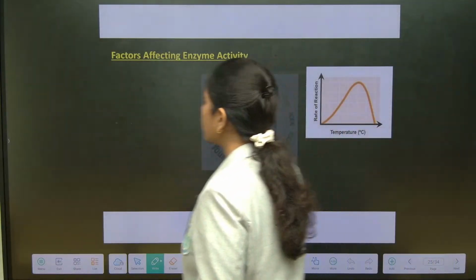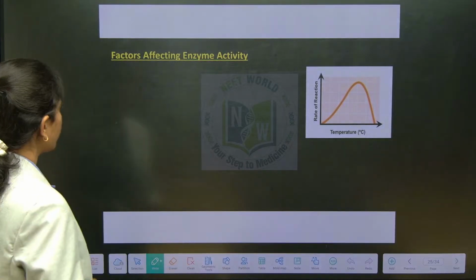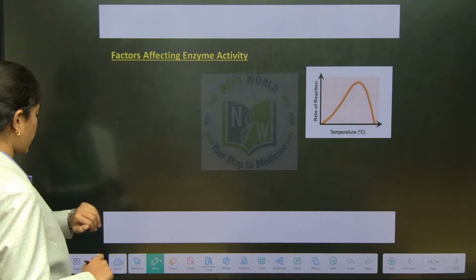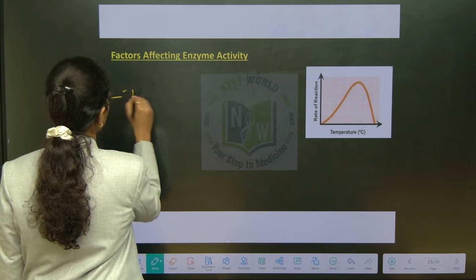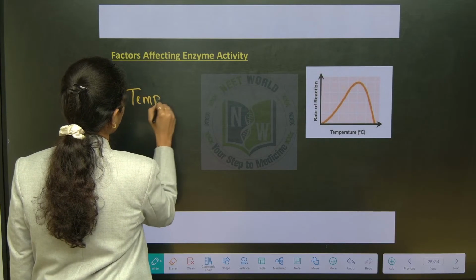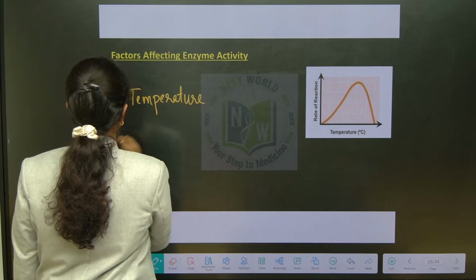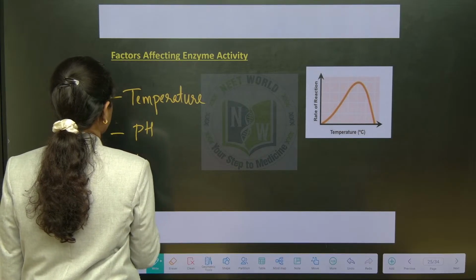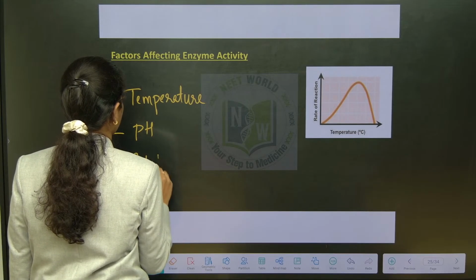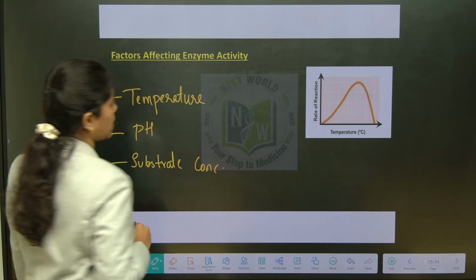Next, factors affecting enzyme activity. For any biocatalyst, the factors which affect the enzyme activities include temperature, pH, and most important, substrate concentration. They play a crucial role in the enzyme activity.